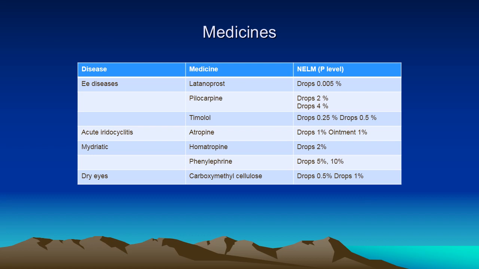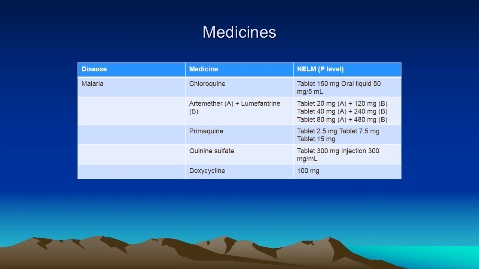For eye disorders, glaucoma, latanoprost, pilocarpine, timolol eye drops. For acute iridocyclitis, atropine as a mydriatic. For common disorders during specialist care, homatropine, phenylephrine can be used. Phenylephrine has the advantage that it can also be used as a decongestant in allergic conjunctivitis. For dry eyes, carboxymethylcellulose can be used.